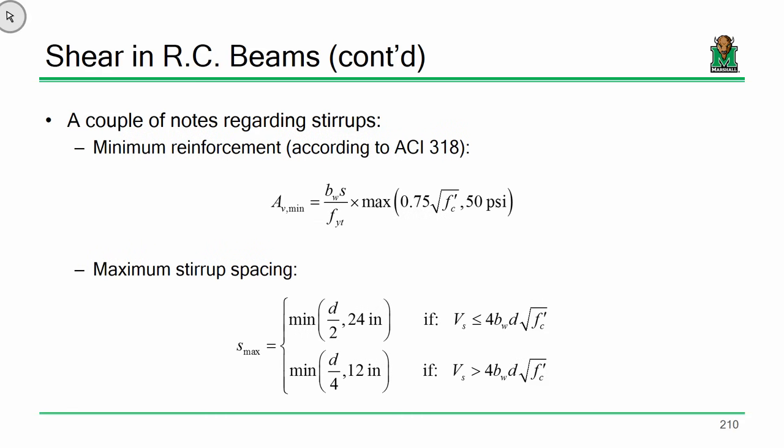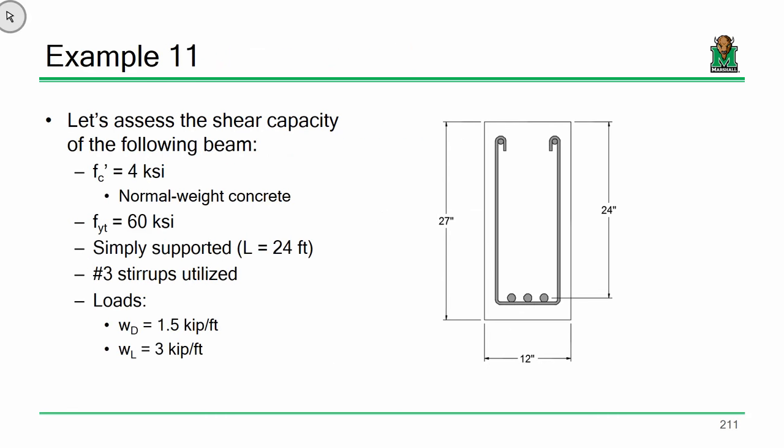Now, a couple of notes on stirrups. We have to supply a minimum reinforcement as follows, but that never really becomes an issue with shear. Also, there is a maximum limit on stirrup spacing, which we will use for design purposes. Also, there's a limit on the maximum amount of shear capacity that we're allowed to develop in the steel. We'll look at that today, but again, it'll just be something we check, nothing we have to change our designs for.